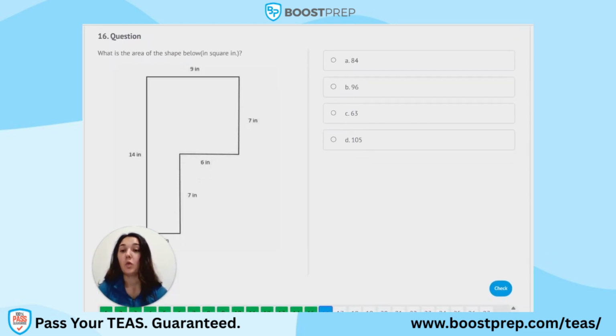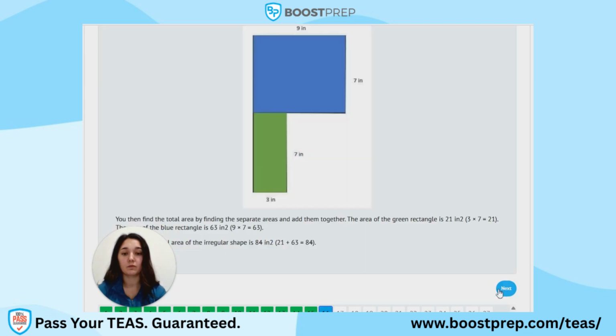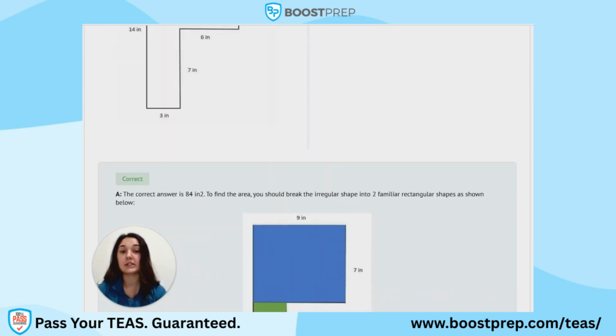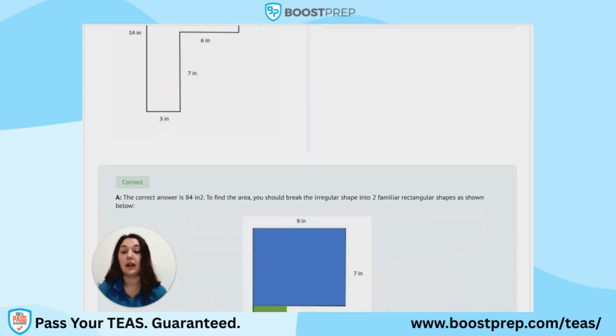Question 16. What is the area of the shape below in square inches? A, 84, B, 96, C, 63, D, 105. The correct answer is A, 84.